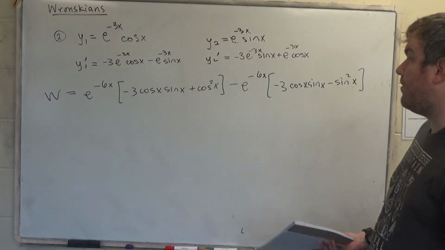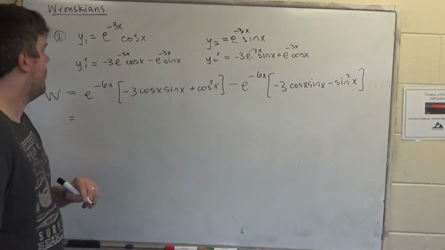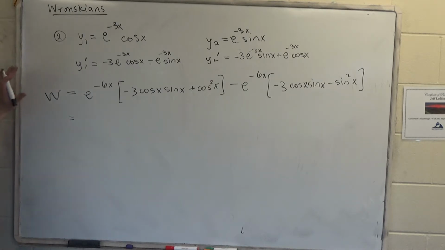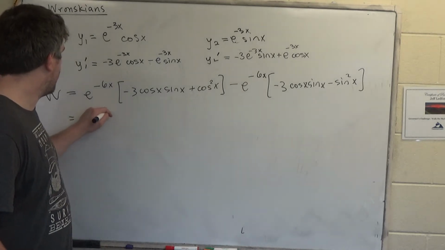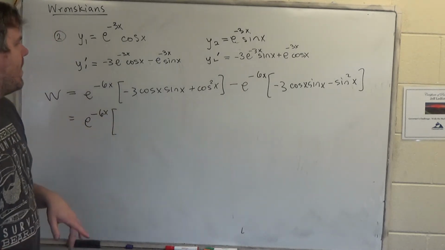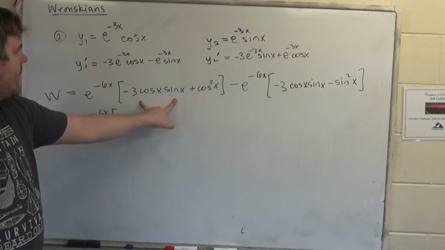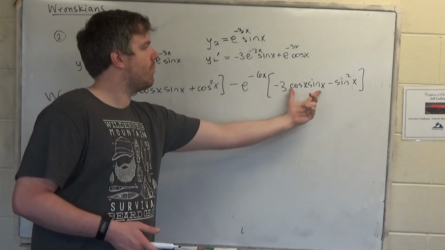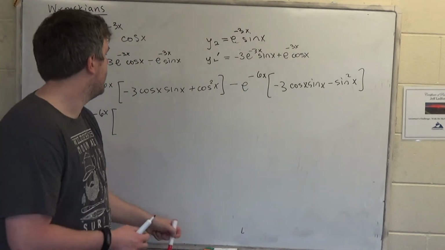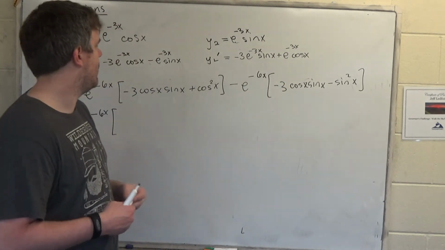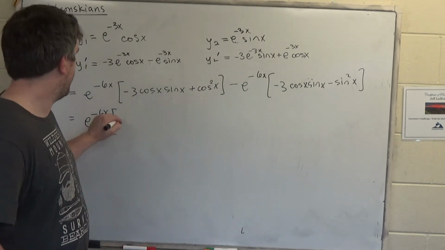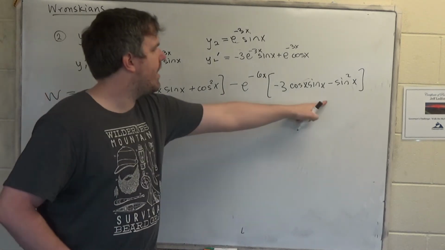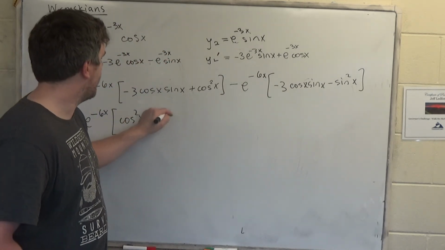And this looks really awful, except we can simplify. And because we use the Wronskian as part of another calculation, you always want to simplify it as much as you can. Here we have e to the negative 6x times, and let's see what happens. Negative 3 cosine x sine x plus 3 cosine x sine x. That actually just cancels. And that leaves me with cosine squared here minus negative sine squared, which is plus sine squared.